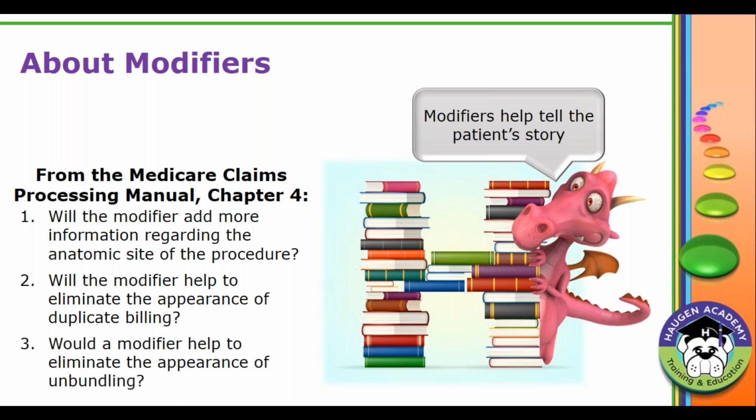Will the modifier help to eliminate the appearance of duplicate billing? So you may have the same CPT code reported a couple of times. It's your way of showing that this wasn't a mistake, that we really did mean to report a code 2 times instead of just 1. And then finally, would the modifier help eliminate the appearance of unbundling?